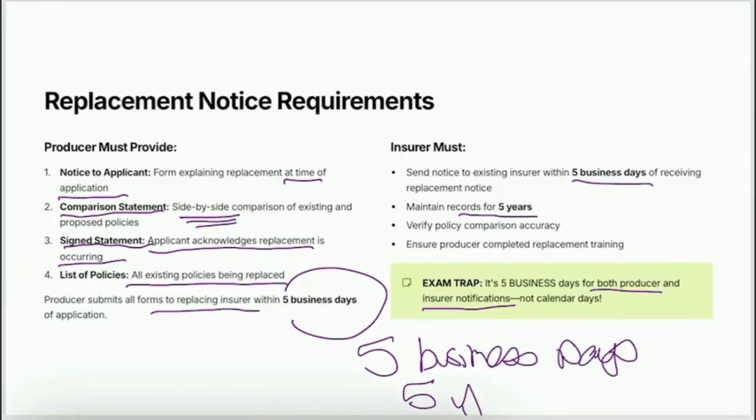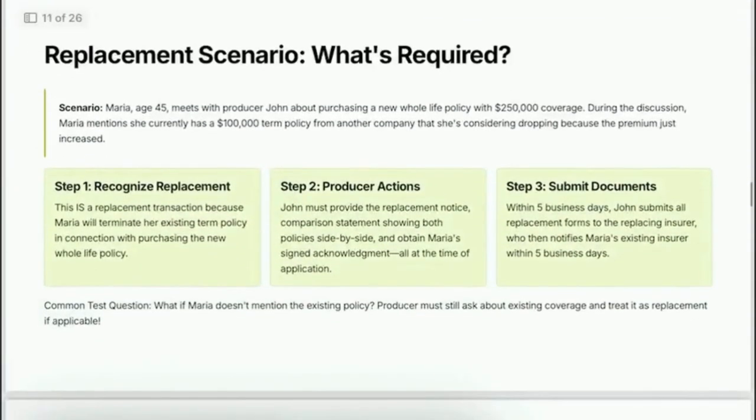All right, moving on. Replacement scenario, what is required? So here is an example of how they may word a question on the exam about replacement policies. Maria, age 45, meets with producer John about purchasing a new whole life policy with $250,000 coverage. During the discussion, Maria mentions she currently has a $100,000 term policy from another company that she's considering dropping because the premium just increased. So, what must the agent do?